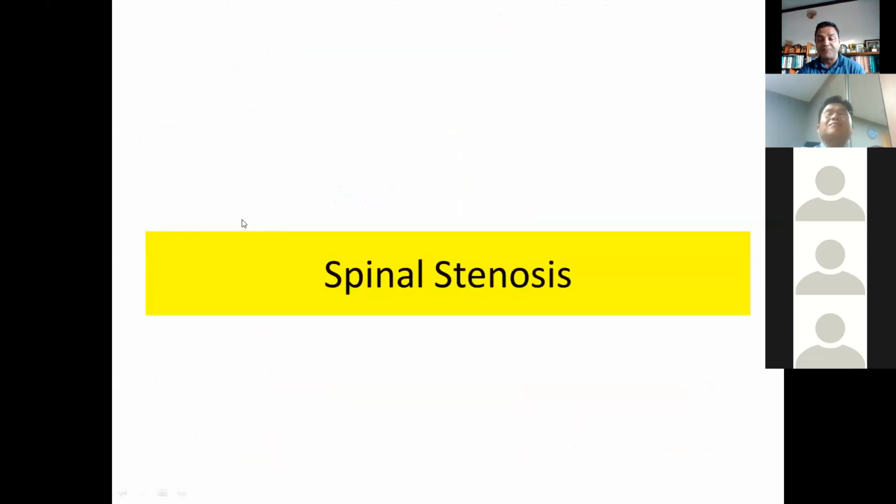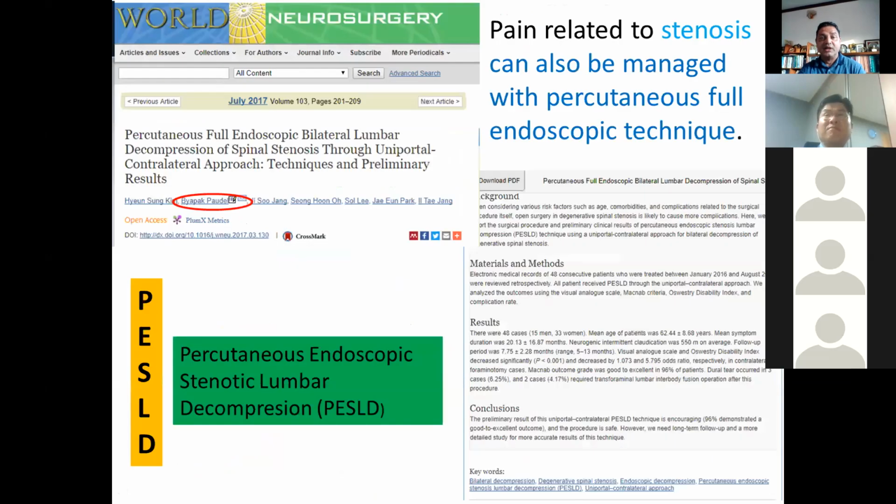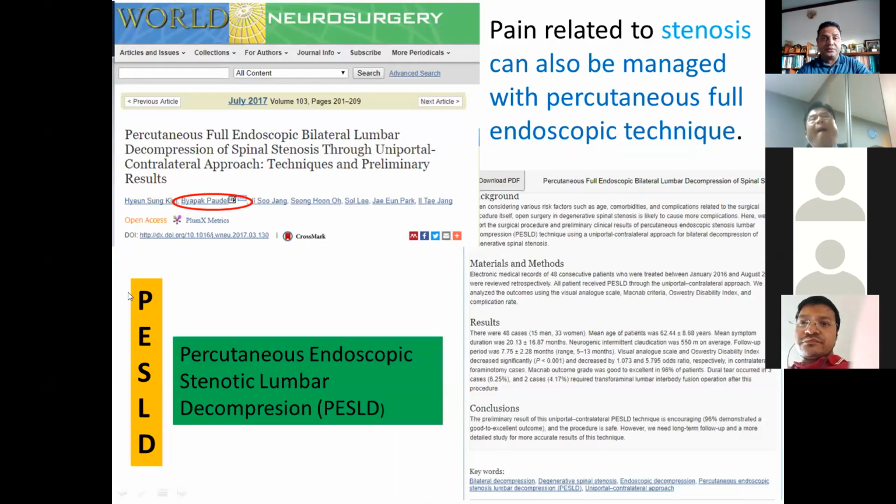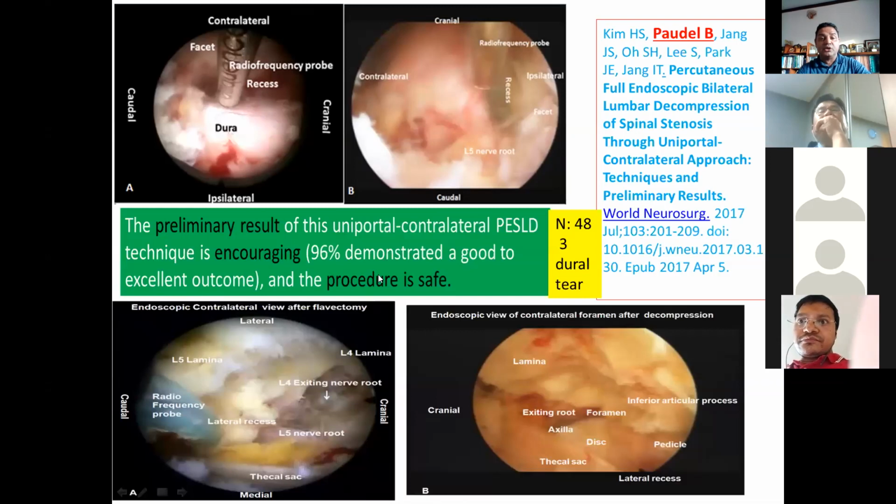So let's come to spinal stenosis treatment. Spinal stenosis can also be managed with the percutaneous full endoscopic technique. First we described the percutaneous endoscopic stenotic lumbar decompression technique, PESLD. This is the landmark paper for the decompression of stenosis. The preliminary result of this technique was very encouraging. We could achieve 96% good to excellent results, and the procedure is safe.